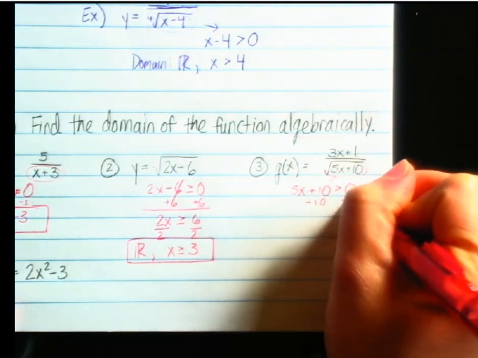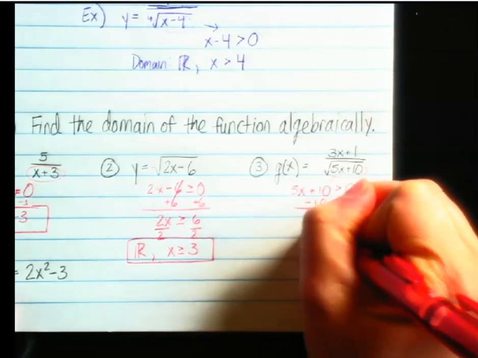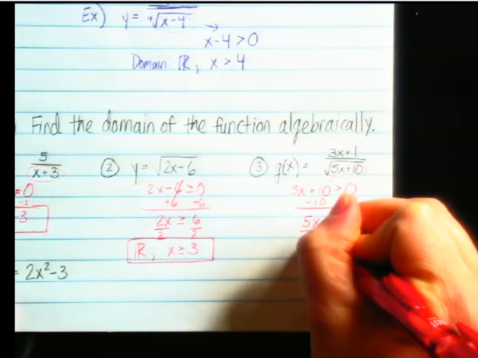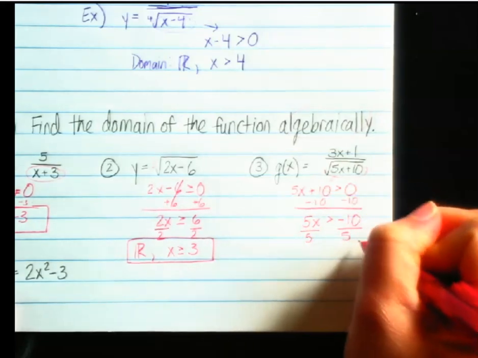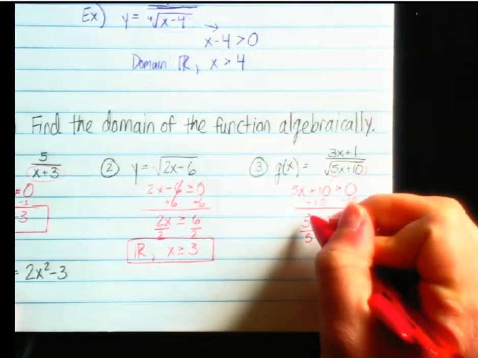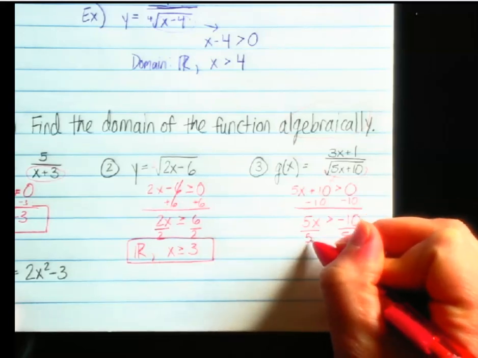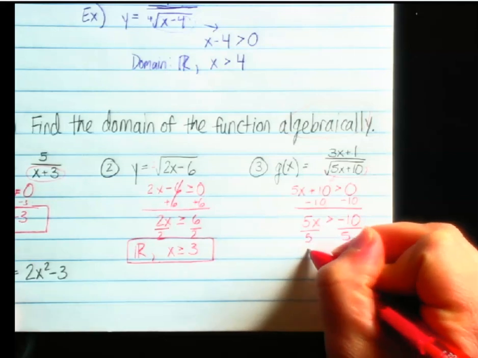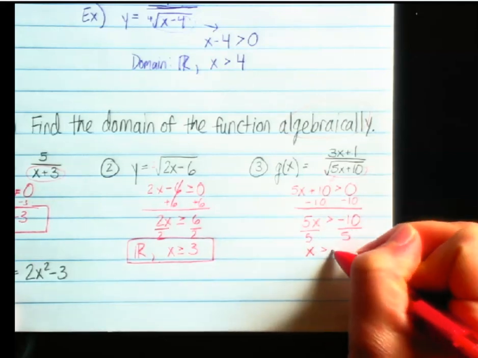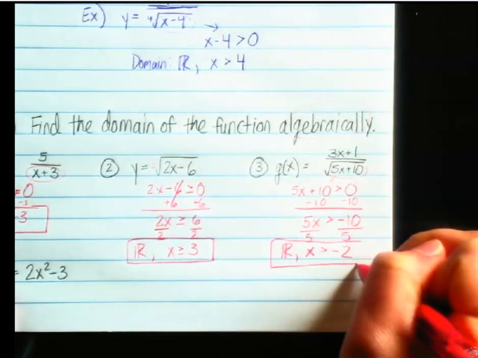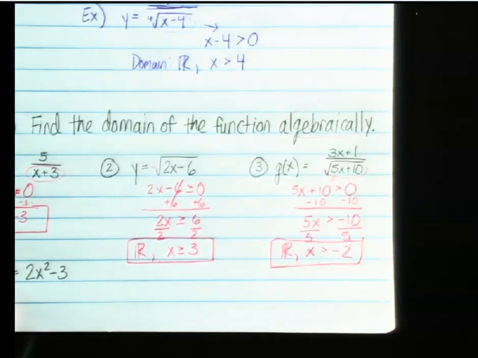I'd subtract 10. 5x has to be greater than negative 10. And then divide by 5. Again, remember, since 5 is positive, I don't have to flip the sign. It's only if the number you're dividing by is negative that you have to flip the sign. Okay, so I end up with x is greater than negative 2. So my domain would be all reals, x has to be greater than negative 2.